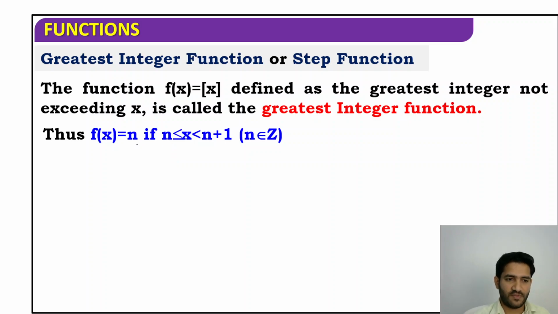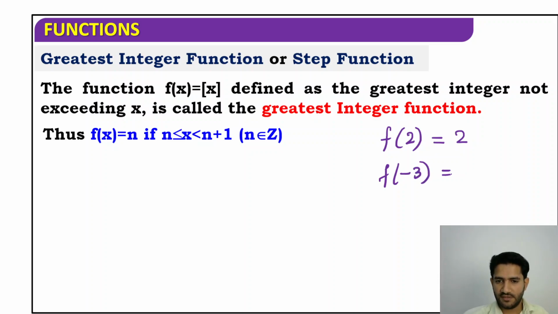What's the definition? f of x is equal to n if n is less than or equal to x less than n plus 1. For example, f of 2. 2 is an integer, am I right? So clearly f of 2 is equal to 2. f of minus 3. Minus 3 is an integer, so the image of minus 3 is minus 3. f of 0. 0 is an integer, so clearly f of 0 is equal to 0.